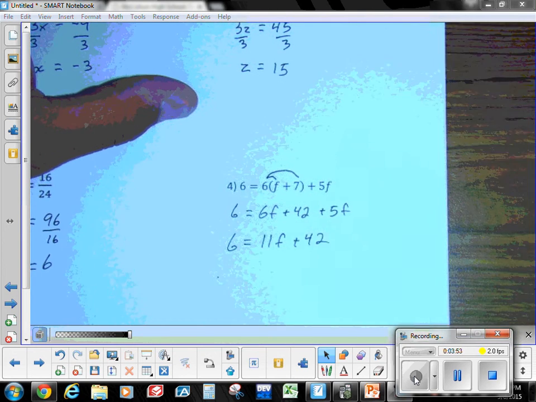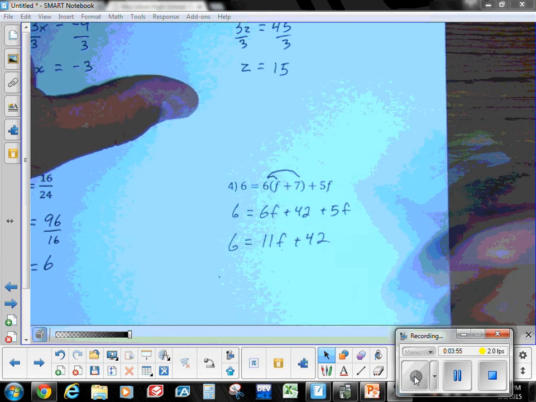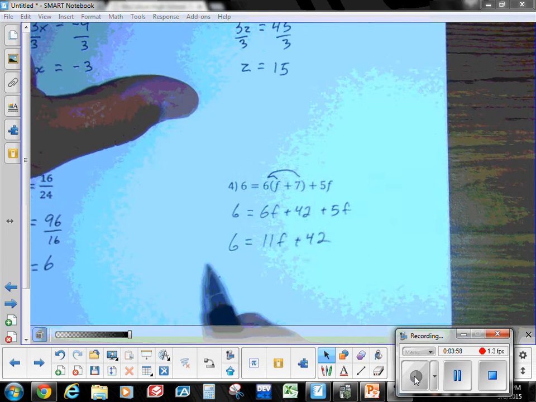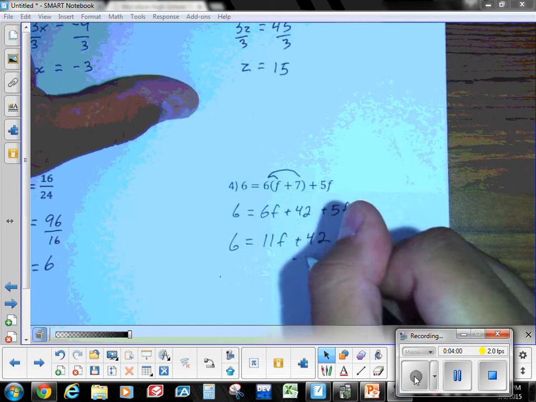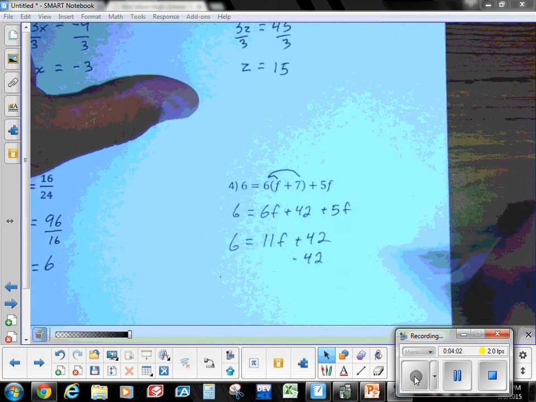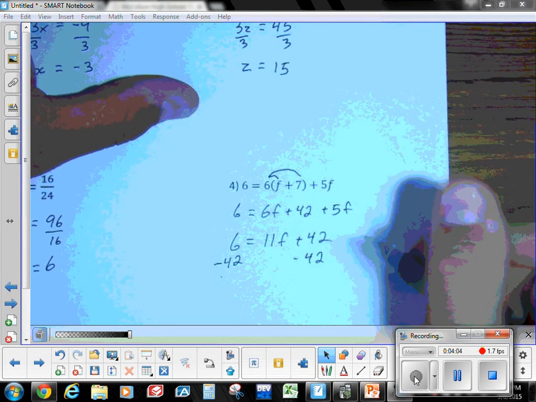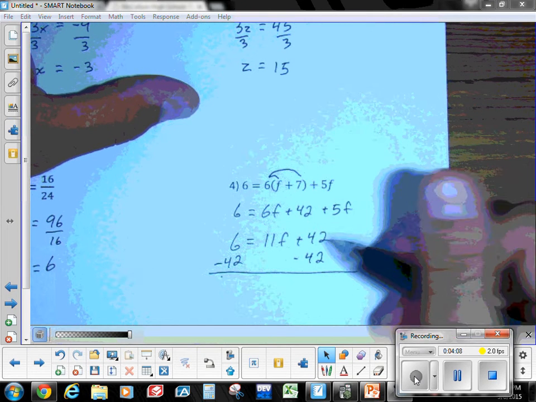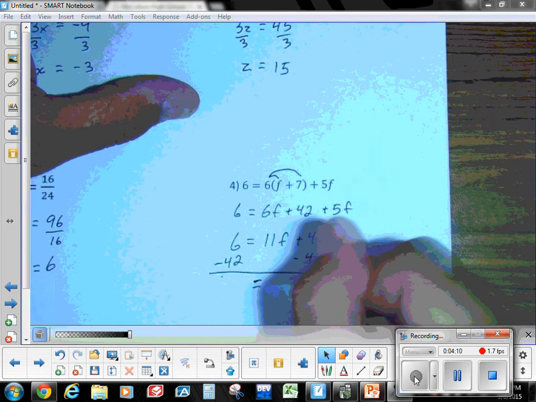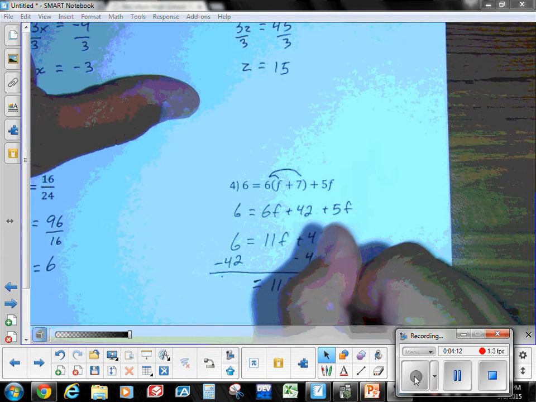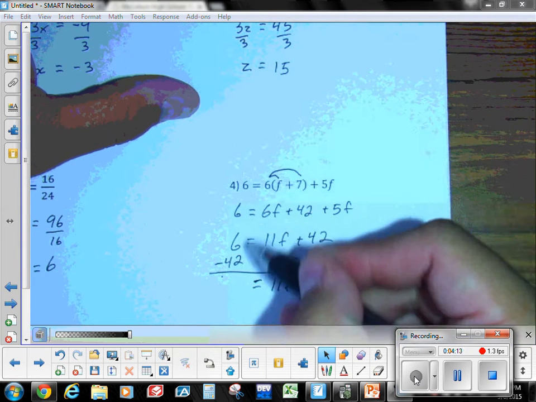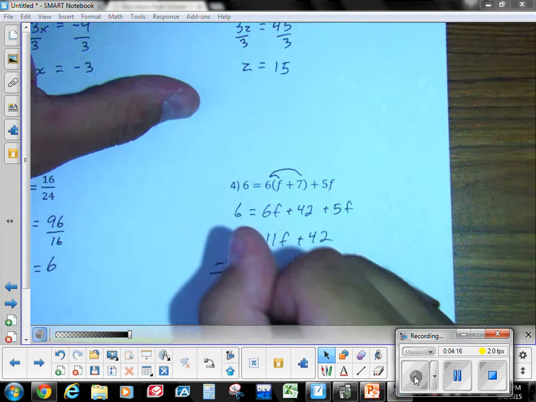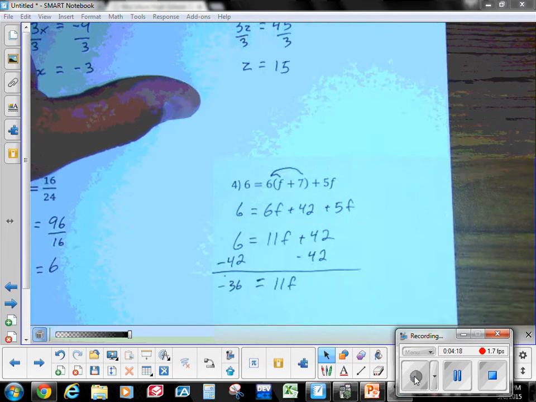Steps 3 and 4. Variable on one side, constants or everything else on the other side. So going to subtract 42 from both sides. And again, I line up what I can combine. 42 minus 42 is going to cancel to 0 and give us our 11f on this side. And 6 minus 42 gives us our -36.